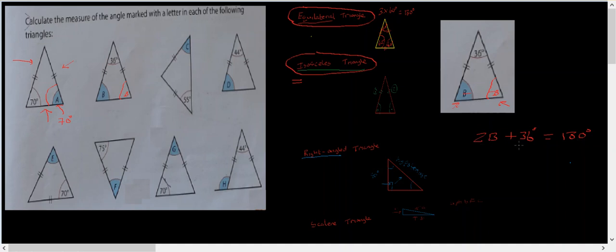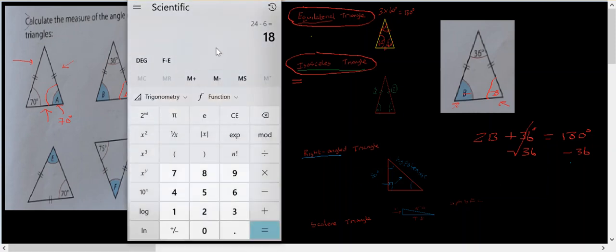So now we can actually work out what B is. It's just basic algebra. We want to get the B on its own, so we minus 36 from here, and we minus 36 from here. So these two will cancel out. So 180 minus 36, let's just do the quick math on that. 180 minus 36 is equal to 144.